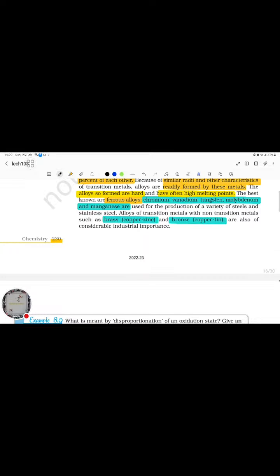Alloys of transition metals with non-transition metals include brass and bronze. Brass is a copper-zinc alloy, and bronze is a copper-tin alloy. Don't confuse the two. Now, oxidation state: when a particular oxidation state becomes less stable relative to other oxidation states, one lower and one higher, it is said to undergo disproportionation. For example, manganese +6 becomes unstable relative to manganese +7 and manganese +4 in acidic solution, which means it gets oxidized and reduced simultaneously into +7 and +4.